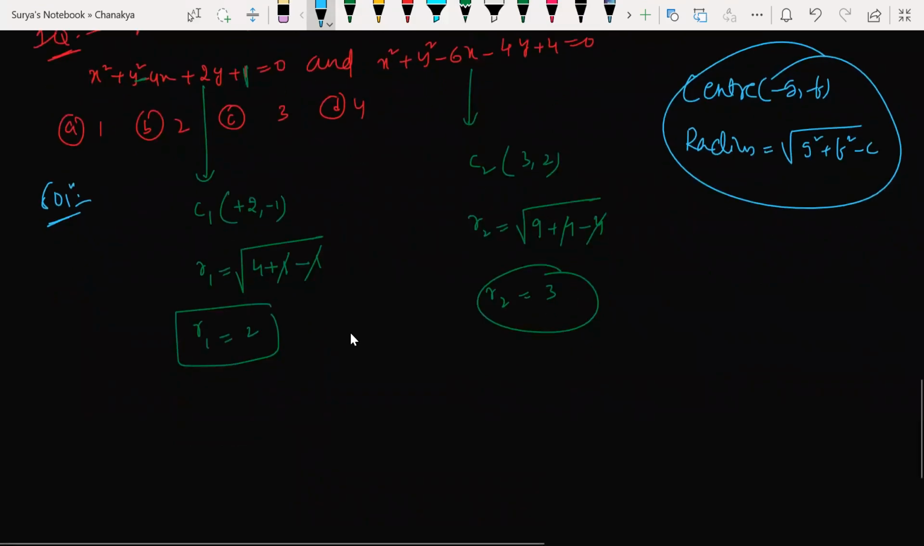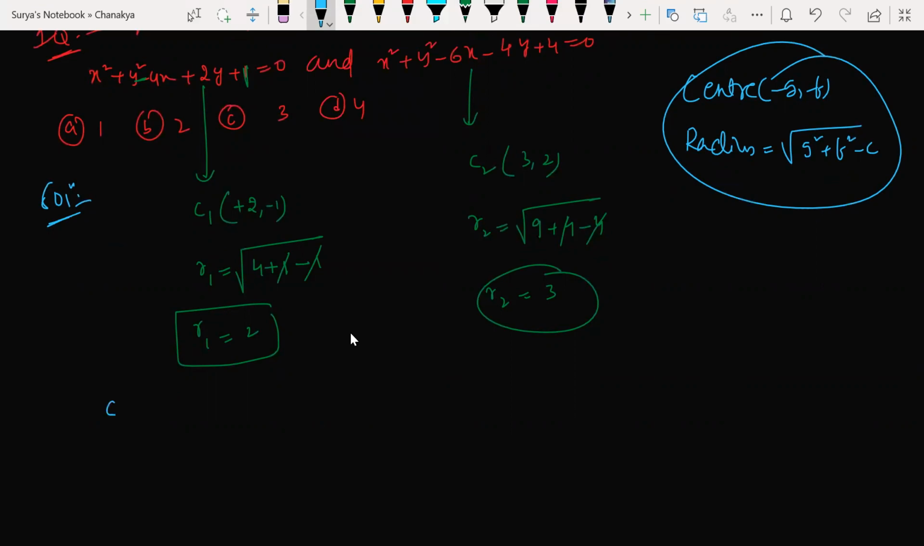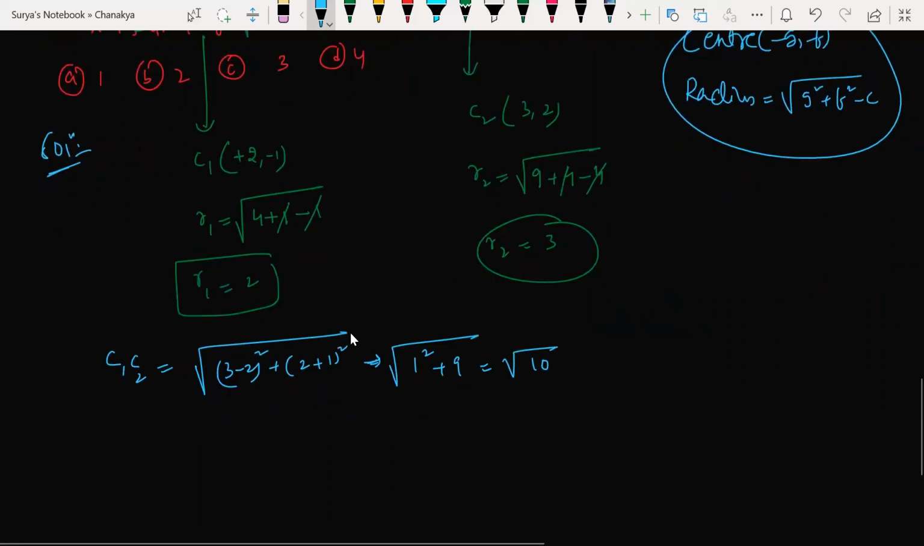How many common tangents can be drawn here? Which condition is satisfying here? You have to just take C1C2 here. What is C1C2? Square root of x2 minus x1 whole square, 3 minus 2 whole square, plus 2 minus minus 1, so 2 plus 1 whole square. So 1 plus 3 square, 9. So root 10. Am I correct, people? Root 10 I'm getting.